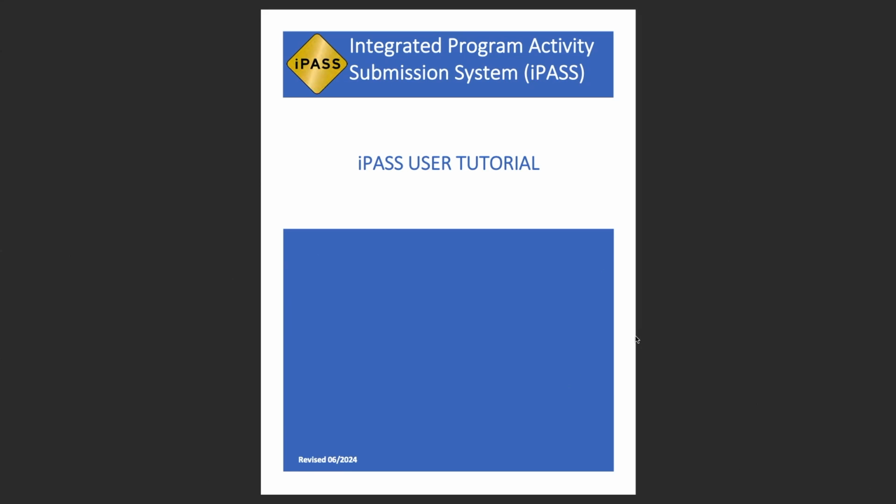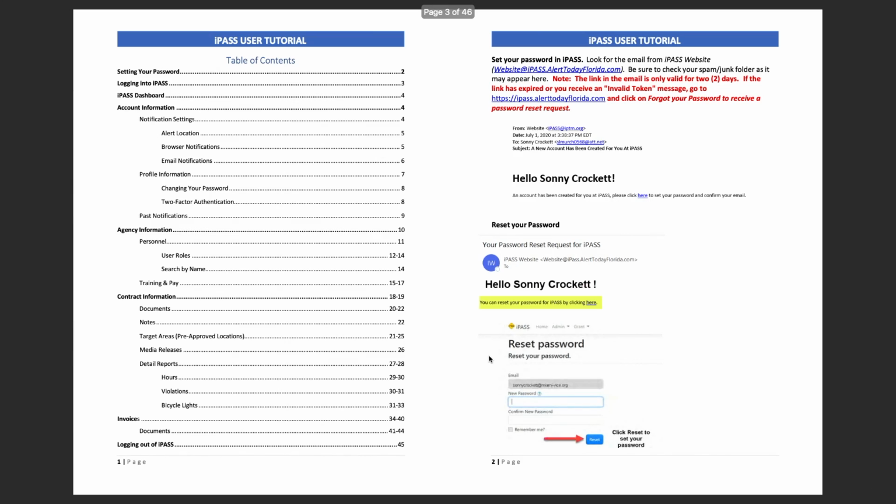I'm a coordinator here, and I'm going to go over the iPASS user tutorial with you. iPASS stands for Integrated Program Activity Submission System. With your iPASS user tutorial, these should have been sent out to you with your executed contract. We're going to go over today your table of contents, and I'm going to show you how to log in to it, the iPASS website.